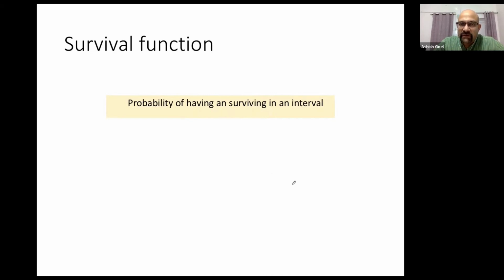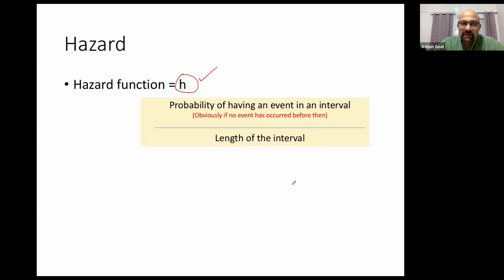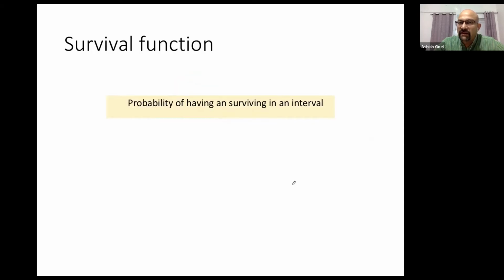These terms are confusing, but if you just remember this, it's not very difficult. Hazard function: probability of having the event in the interval. Survival function: probability of surviving in that interval, period.